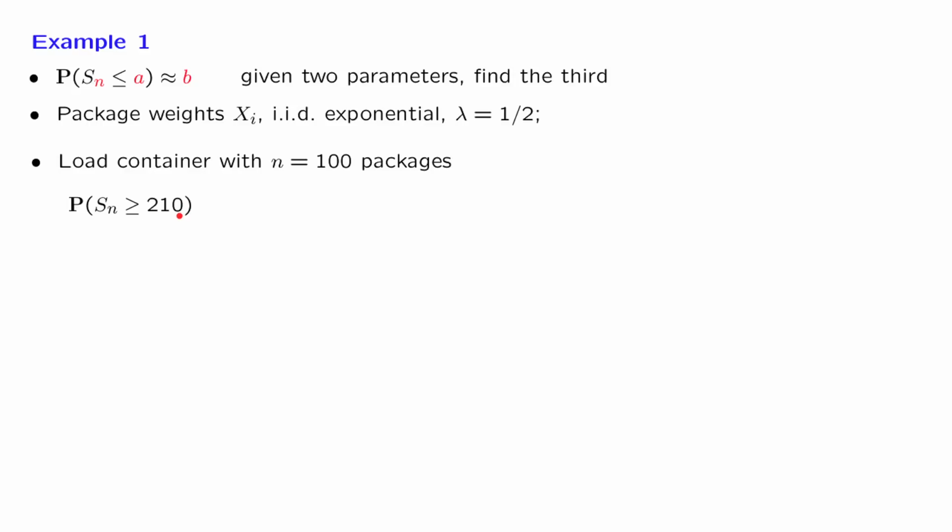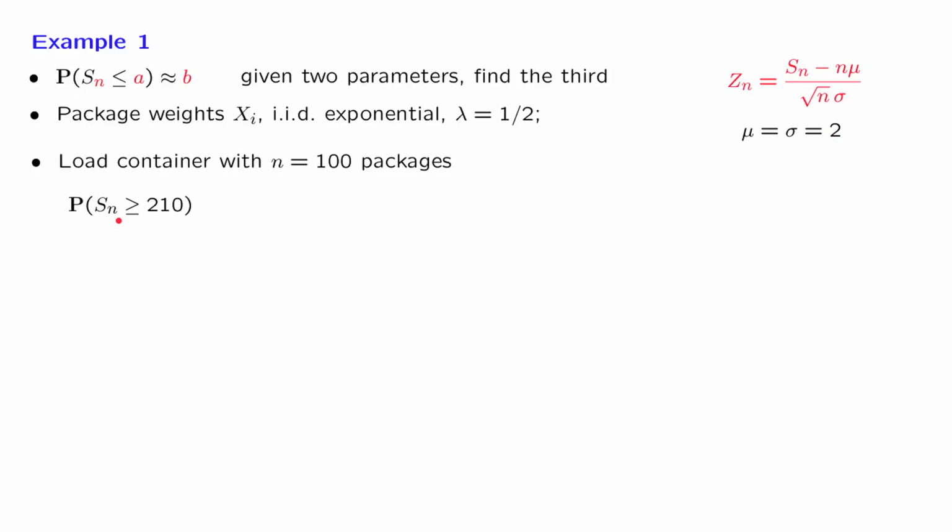Since we will be using the central limit theorem, we will have to work with the standardized version of Sn, in which we subtract the mean of Sn and divide by the standard deviation of Sn. And to do that, we will need to know the mean and the standard deviation. Now, for an exponential, the mean is the inverse of lambda, and the standard deviation is also the inverse of lambda, and so we know what these quantities are.